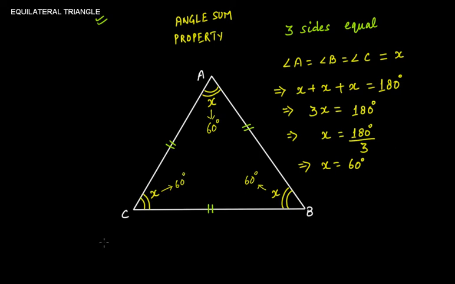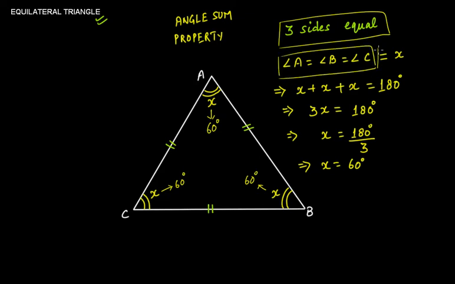Okay, so three sides are equal, all the angles are equal, and each angle will be equal to 60 degree. That's an equilateral triangle. And whenever you see such a symbol on a side, a mark like this, it tells that if in this case we have 3 such marks, all the sides are equal. If there are only 2 such marks, it means only 2 sides are equal.